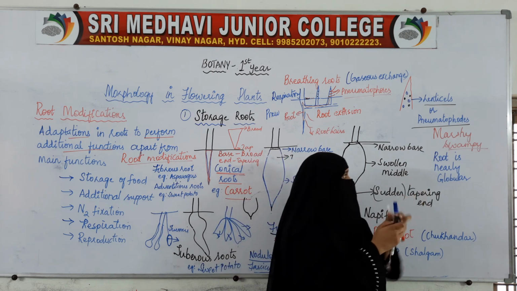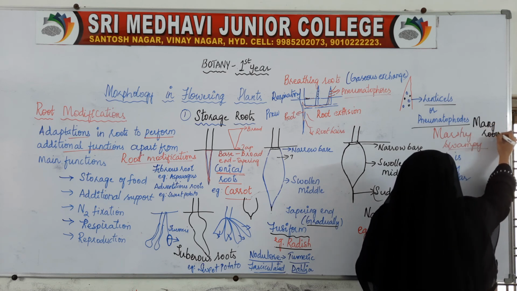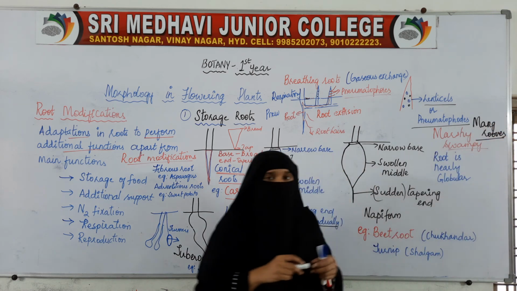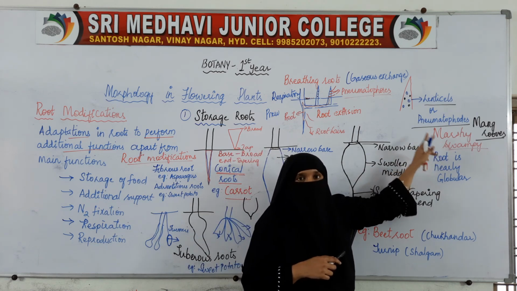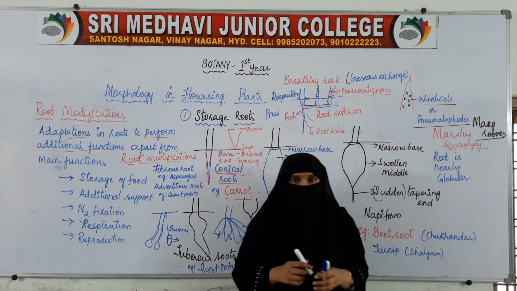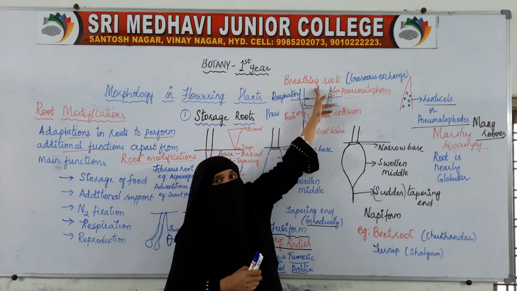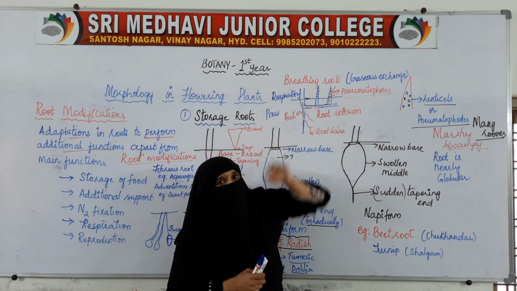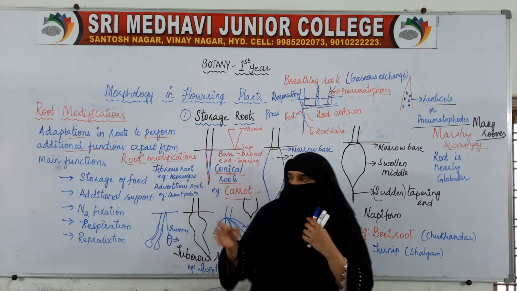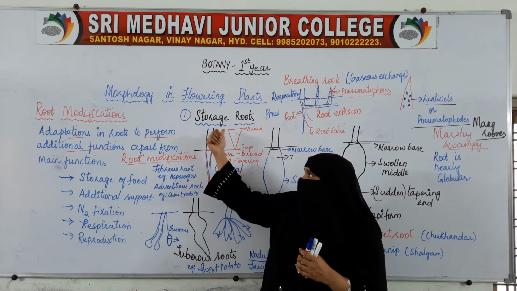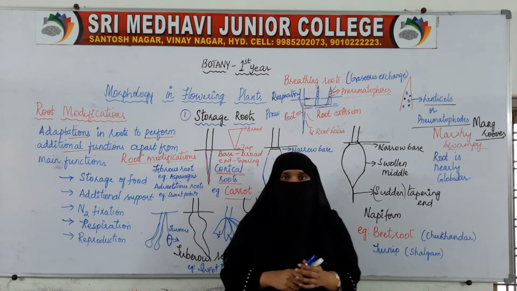This type is seen in swampy areas. An example is the mangrove plant. Mangrove plants or mangrove trees grow in marshy or swampy areas. These types of roots, seen in marshy or swampy areas, help in respiration. They are called respiratory roots, breathing roots, or pneumatophorous roots. They help in gaseous exchange. So in this class we have seen two modifications, that is, storage roots as well as breathing roots. In the next class we will see the other types of modifications.